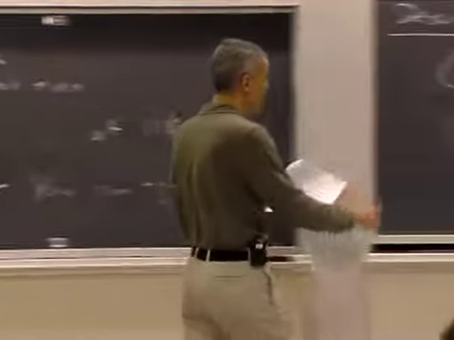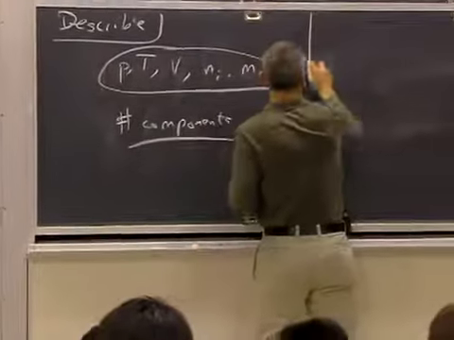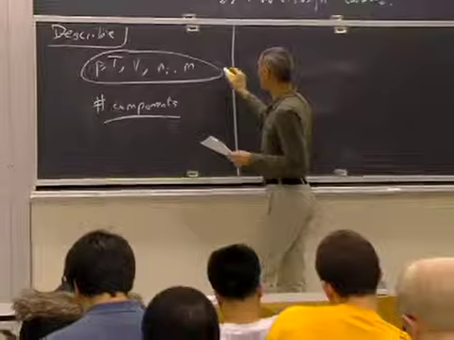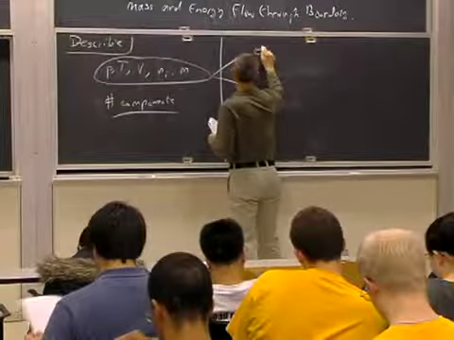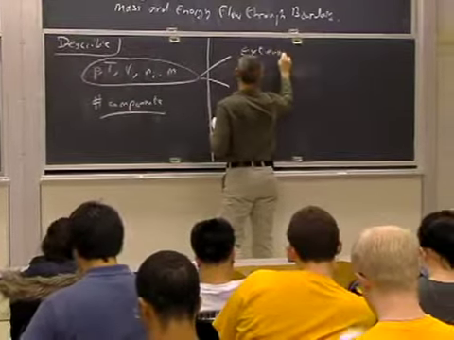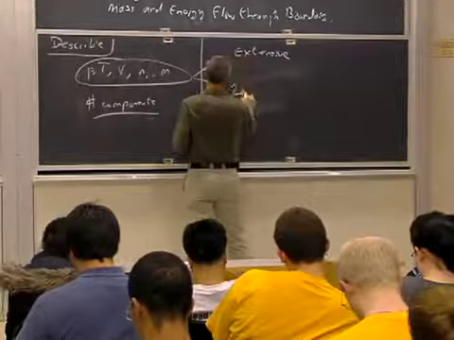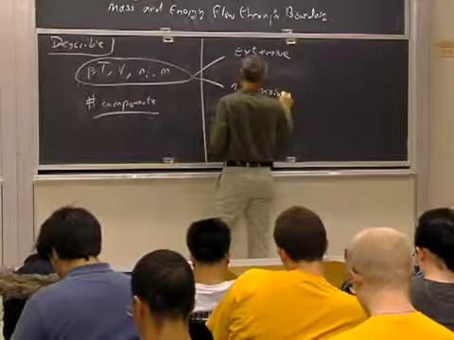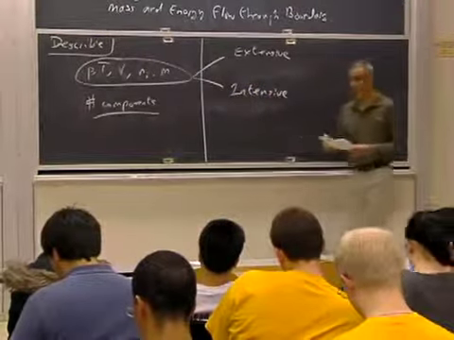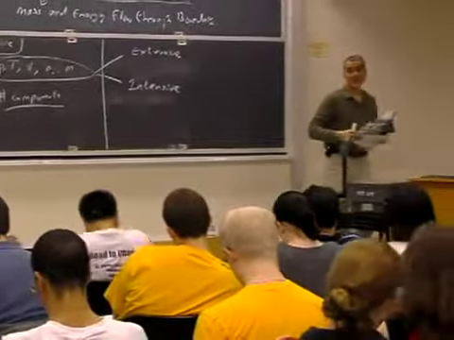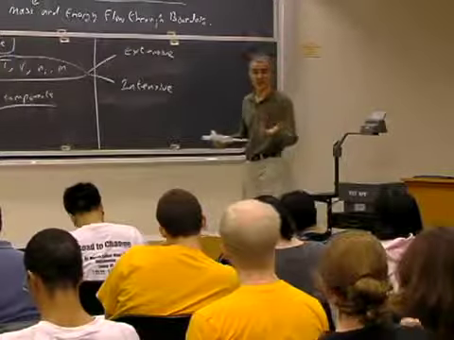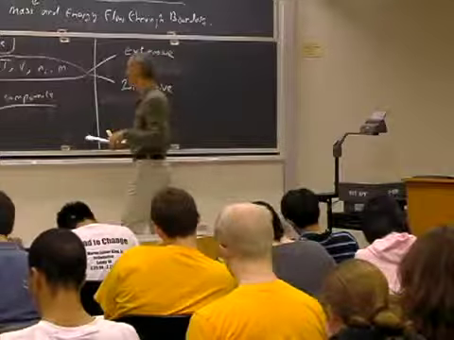All right, so we've described the system with these properties. Now, these properties come in two flavors. You have extensive properties and intensive properties. The extensive properties are the ones that scale with the size of the system. If you double the system, they double in their numerical number.